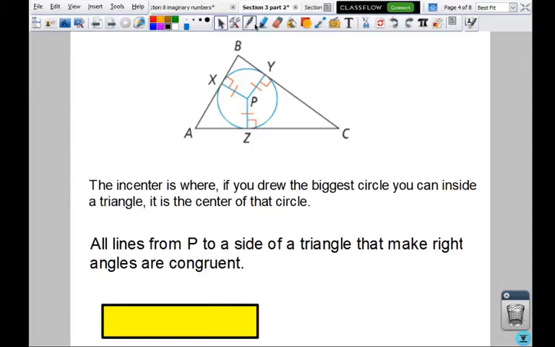So that's what makes the incenter special. The circumcenter was a circle that touched the outside corners. The incenter is the biggest circle you can make on the inside without crossing different sides. That's what makes it special.